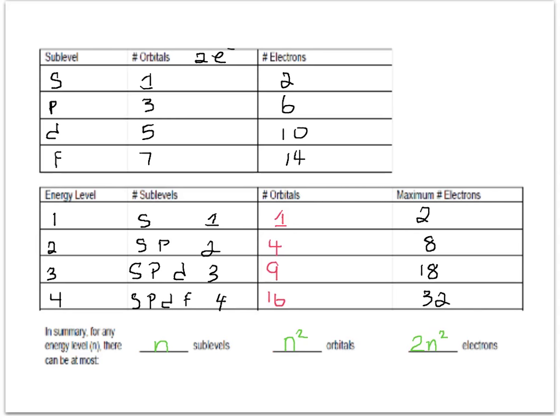Now, if you compare this to the orbital tree diagram that you just did, you'll see that these here would match up, and then just multiply by 2 and we'll get the number of electrons in each orbital.